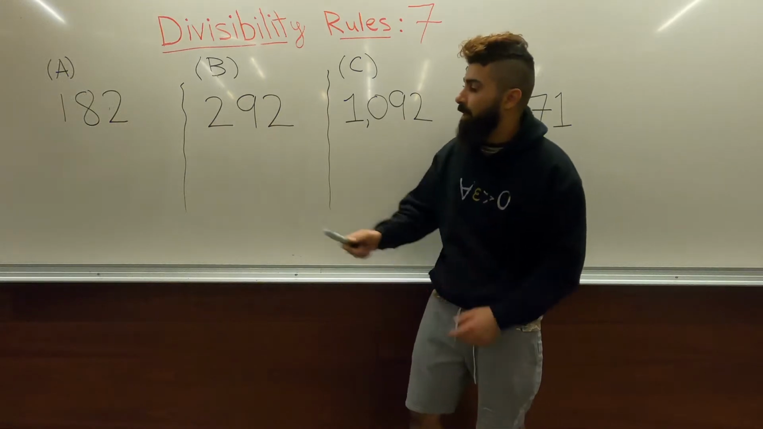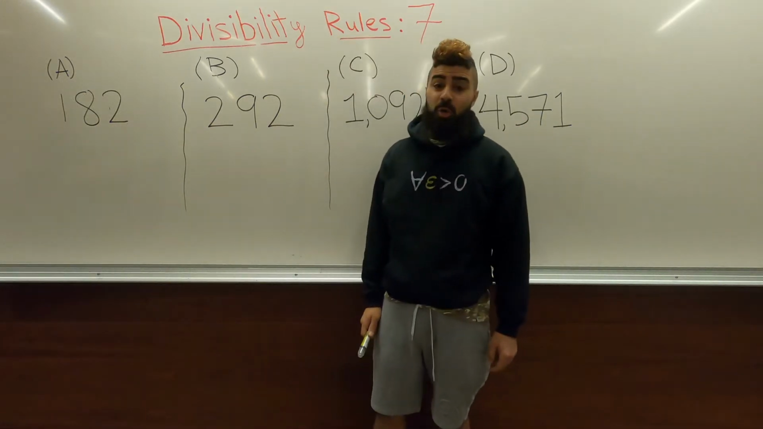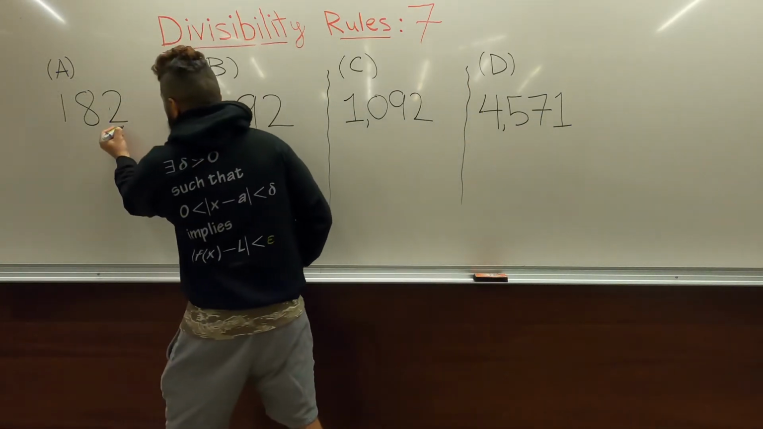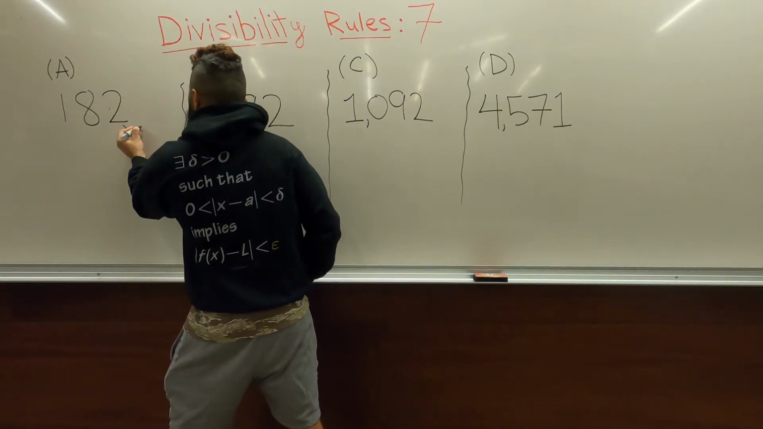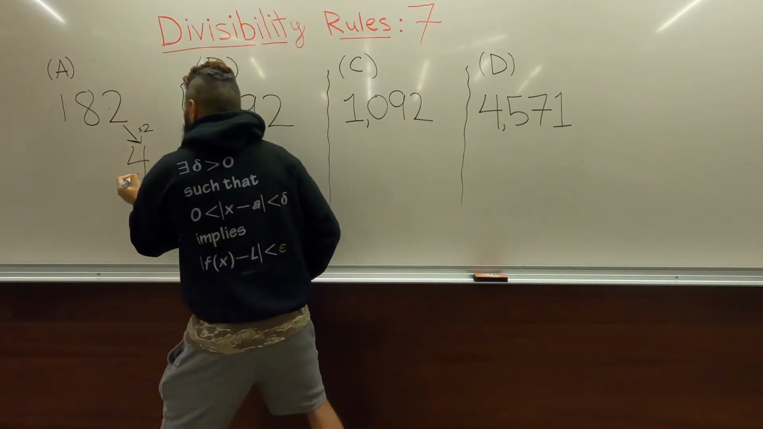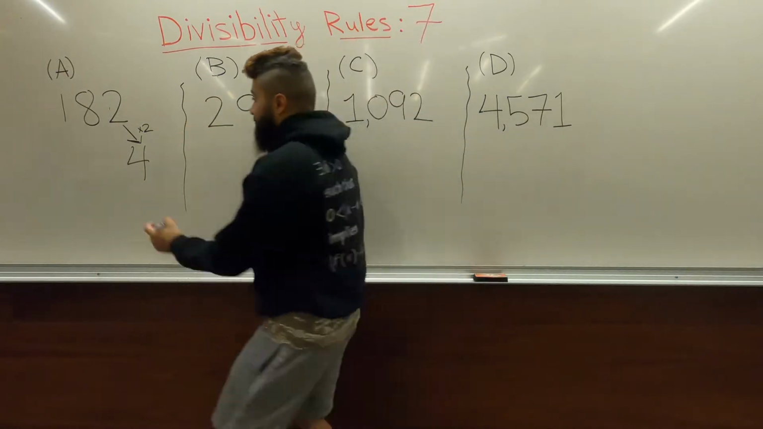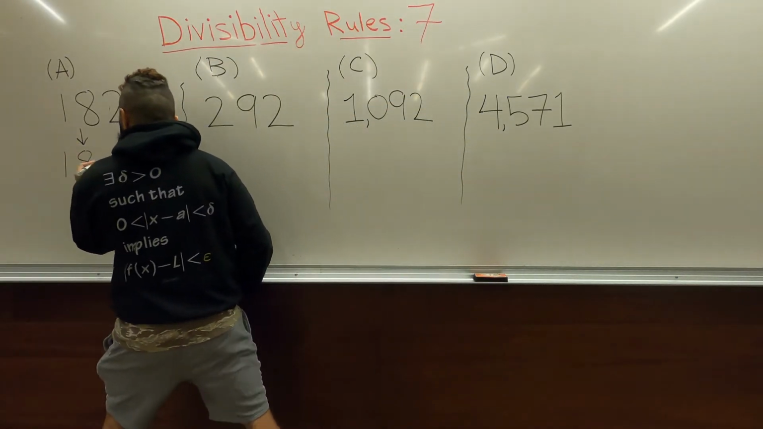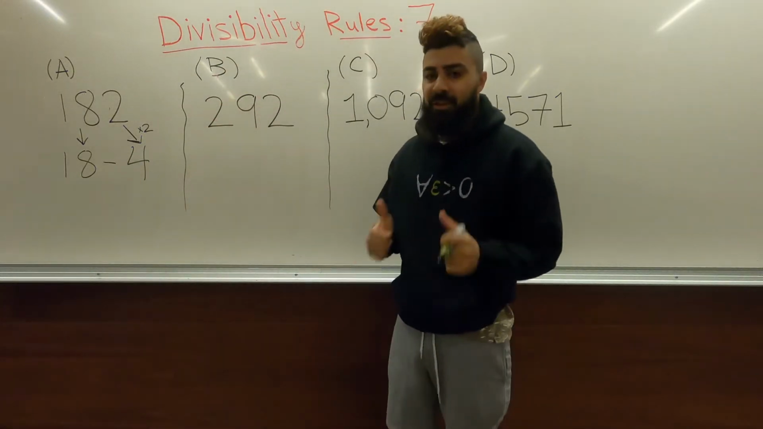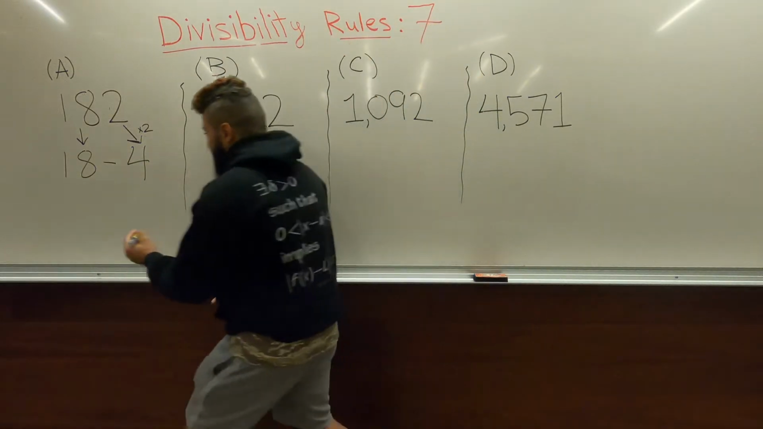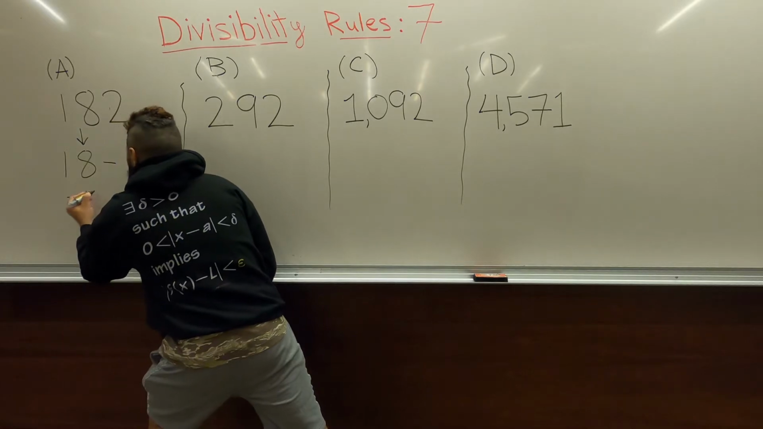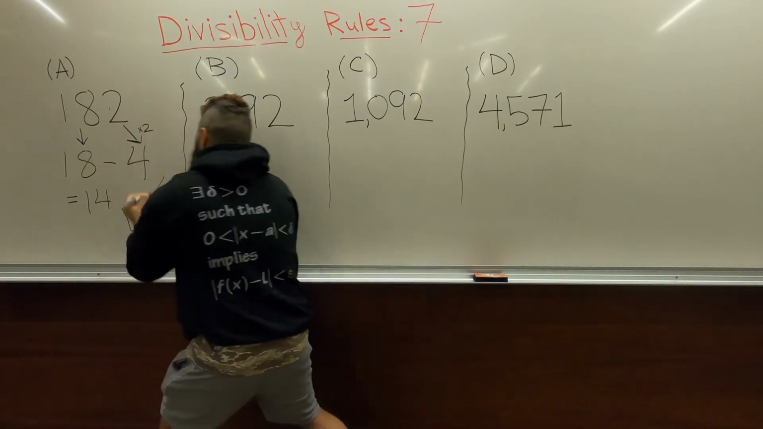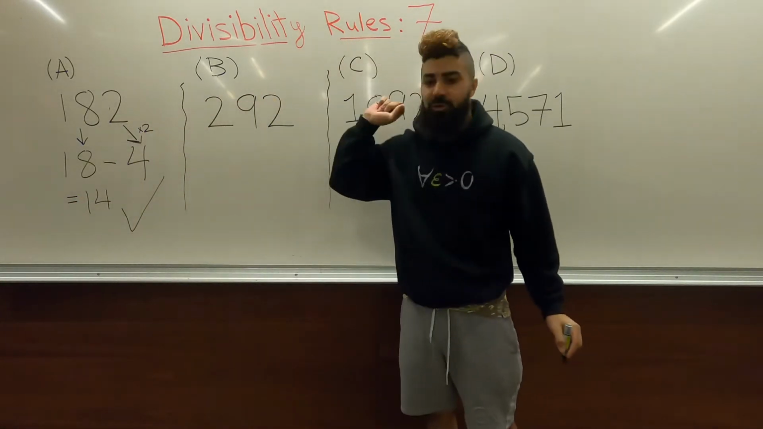So let's go ahead and try. The first one is 182. You take the 2, times it by 2, and we get 4. Then you bring the rest of it down, which is 18, and you subtract. If that number is divisible by 7, then you're good. 18 minus 4 is 14. 7 goes into 14, so 7 goes into 182.